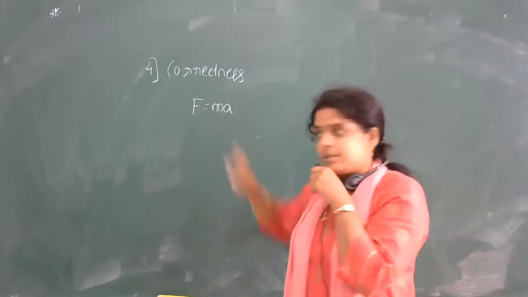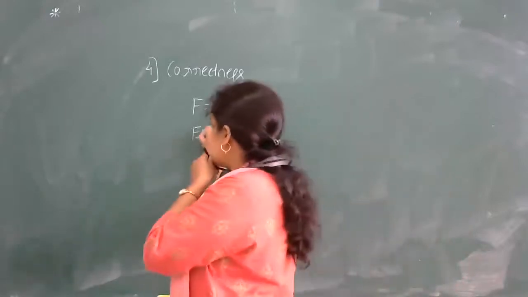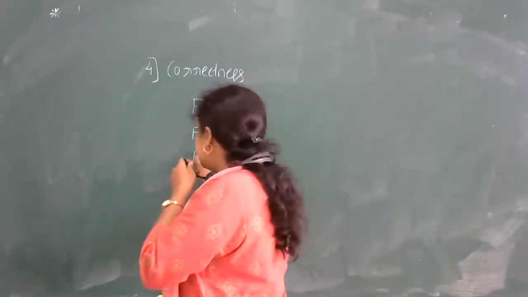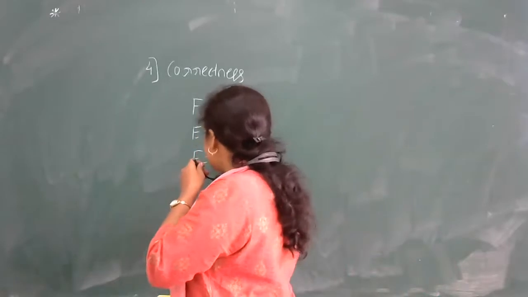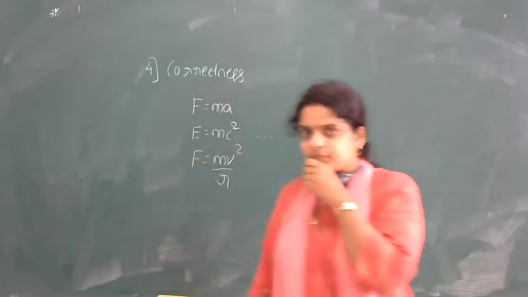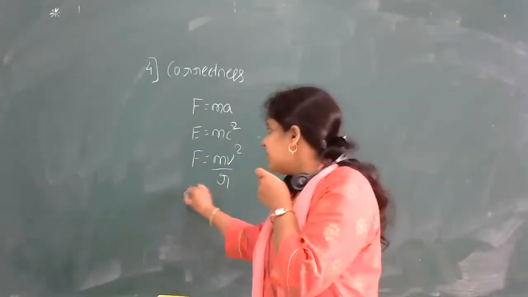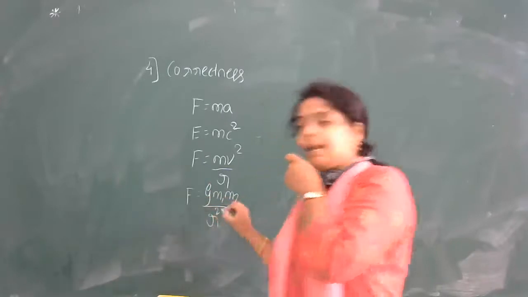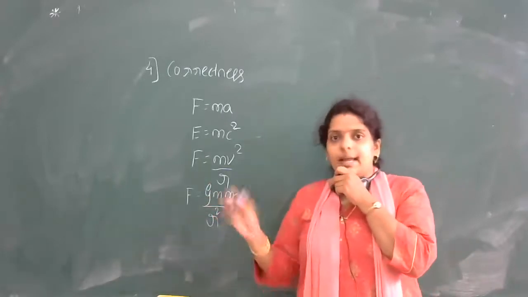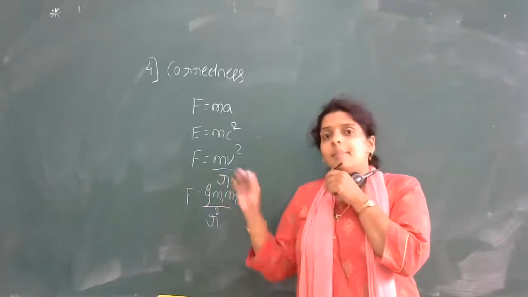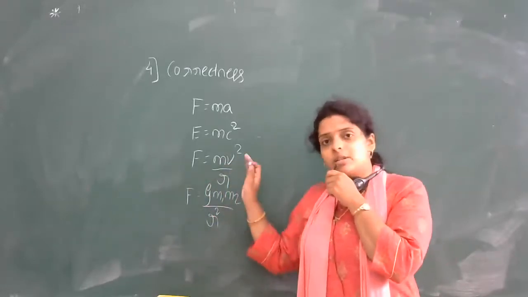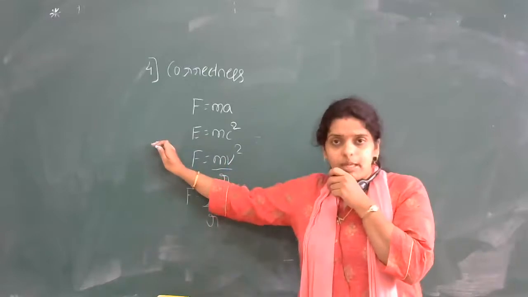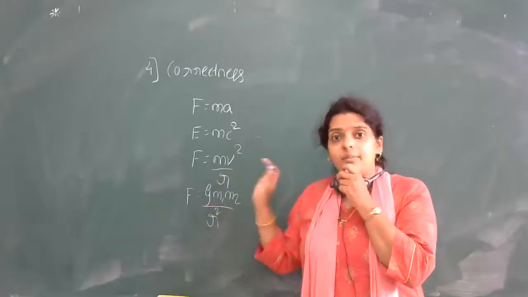We have F is equal to ma, we have Einstein's equation E is equal to mc square, we have the formula for centripetal force, mv square divided by r. We have a formula like F is equal to G m1 m2 divided by r square. Any equation you can consider in physics, by that you can understand whether the equation is correct or not. Correct or not in the sense that the dimension formula of the right hand term should be equal to that of the left hand term.